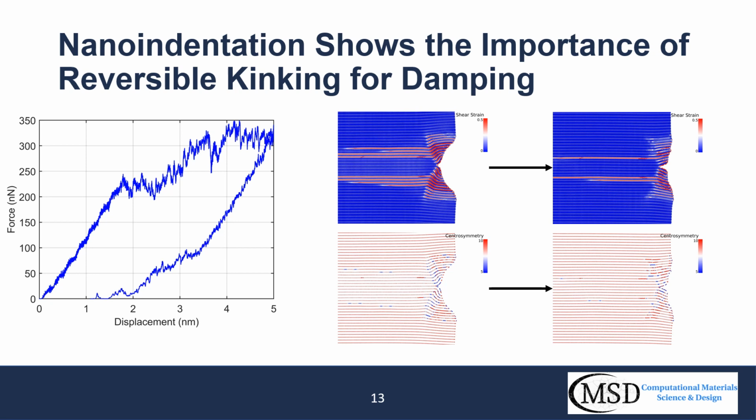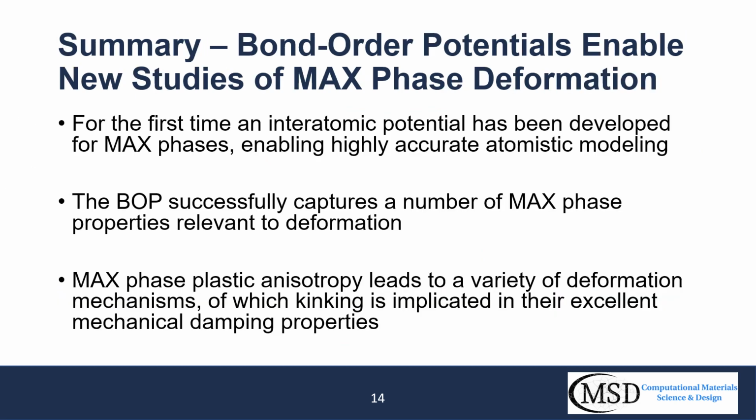And from these images, it does become clear that formation of these kink structures within the layers does play a large role in dissipating a lot of this energy. The kinks form when the indenter goes to its maximum depth, and then they largely dissipate when the indenter is removed. Something that gives a lot of credence to one of the theories of reversible kinking for the mechanical damping observed in MAX phases.